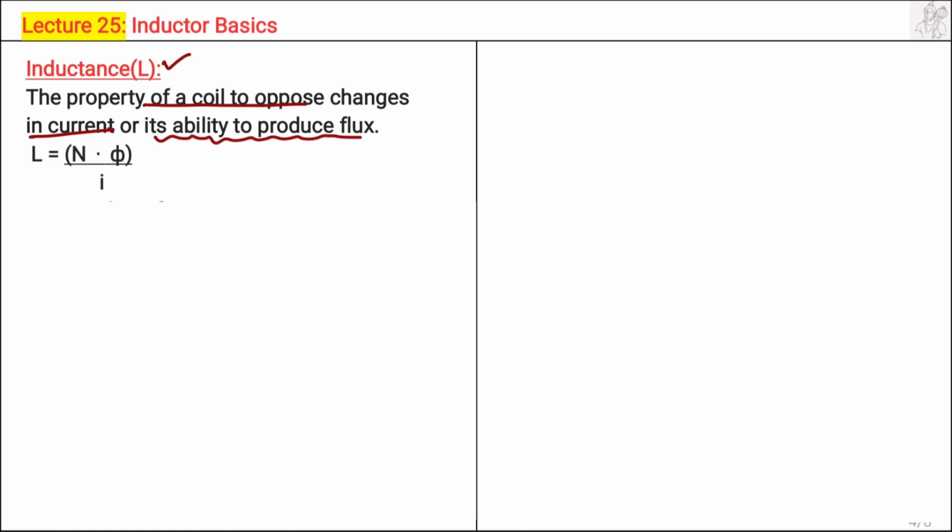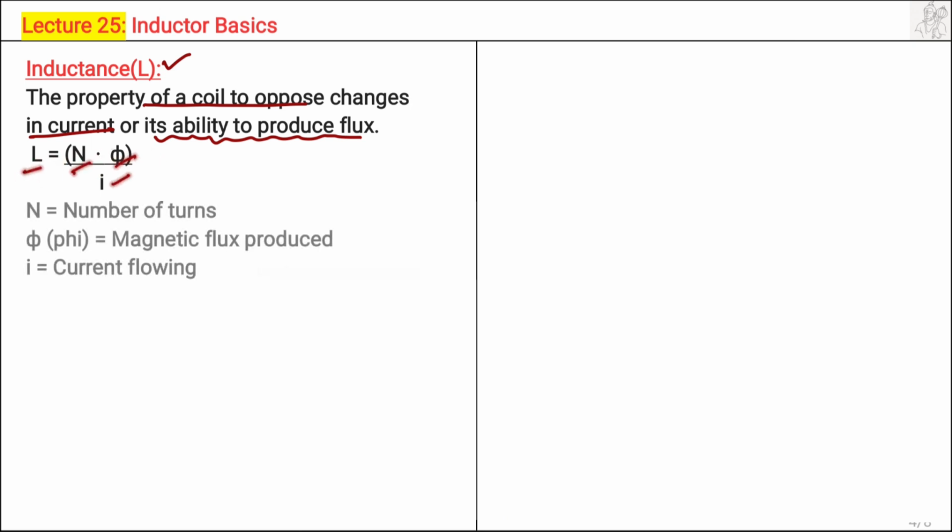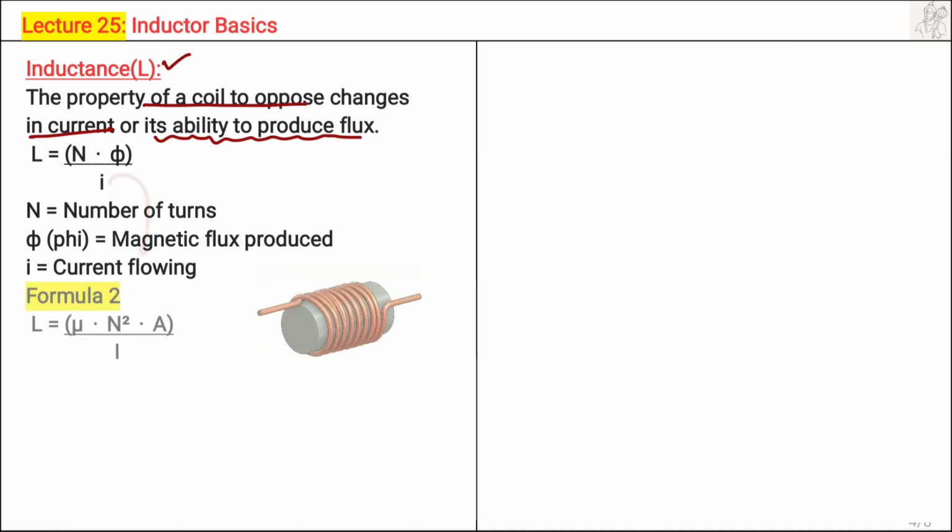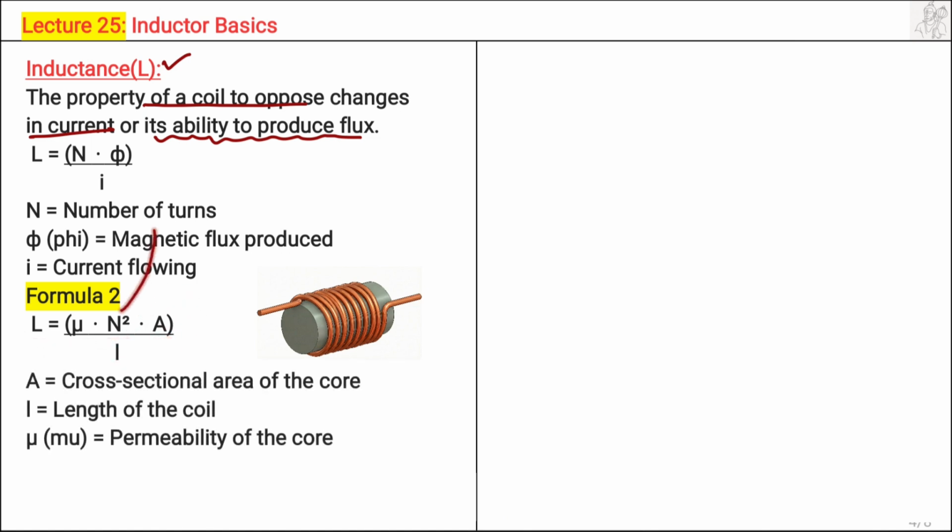So the formula for inductance is simply L = Nφ/I, where N is the number of turns of the coil, φ is the magnetic flux produced, and I is the current flowing through the coil. Another formula for the inductance is L = μN²A/l, where N is the number of turns, A is the area of cross section of the core, l is the length of the coil, and μ is the permeability of the core.